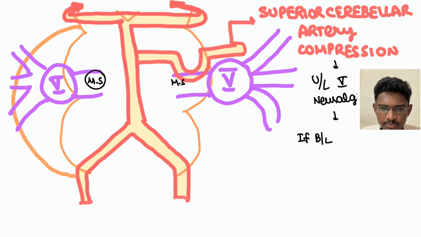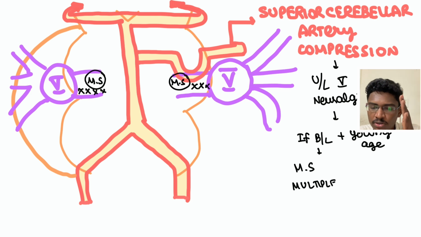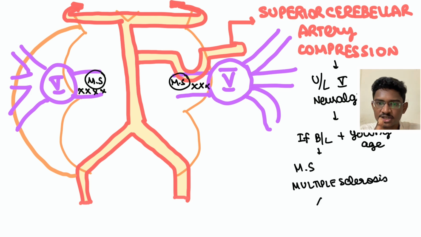If at all it is bilateral, or if it is happening at a young age, your suspicion should be more towards multiple sclerosis, because if demyelination occurs at one area you can suspect all these things, but if it is occurring in multiple areas, that too in a young individual, you should suspect multiple sclerosis, because it's a demyelinating disorder of the central nervous system.